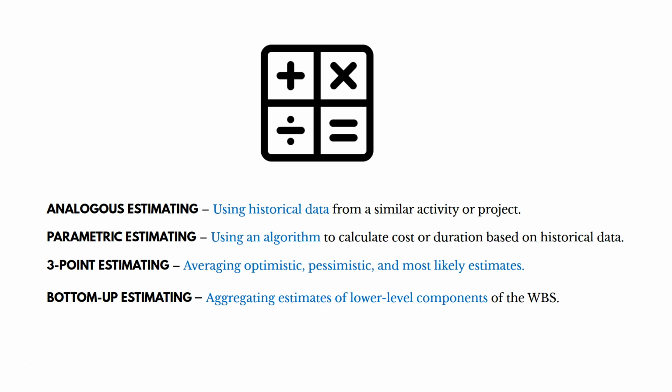And the way that I remember this is that there's the word metric in it. It's some quantitative analysis. It's using an algorithm. 3-point estimating is aggregating optimistic, pessimistic, and most likely estimates. And then bottom-up estimating is aggregating the estimates of lower-level components of the WBS, or activities in this case, starting at the bottom and then adding them up together.